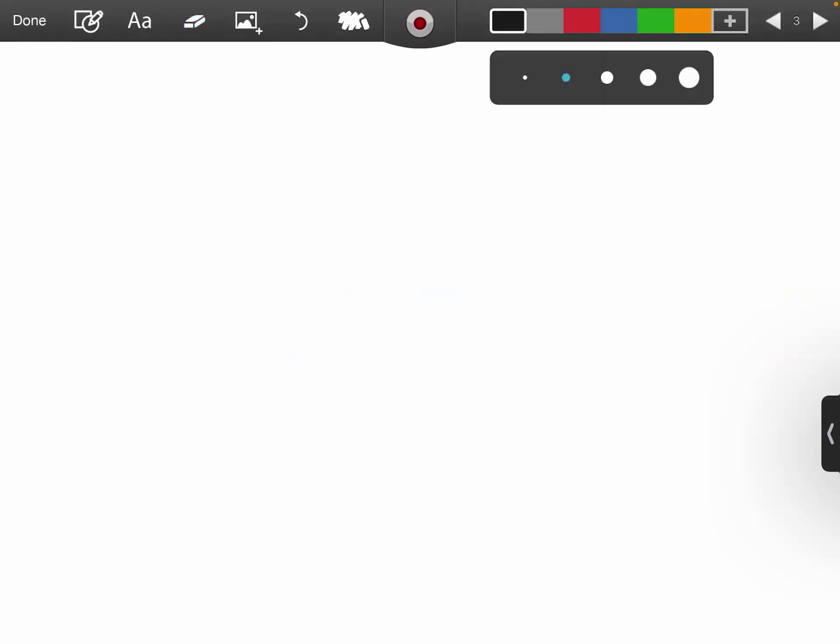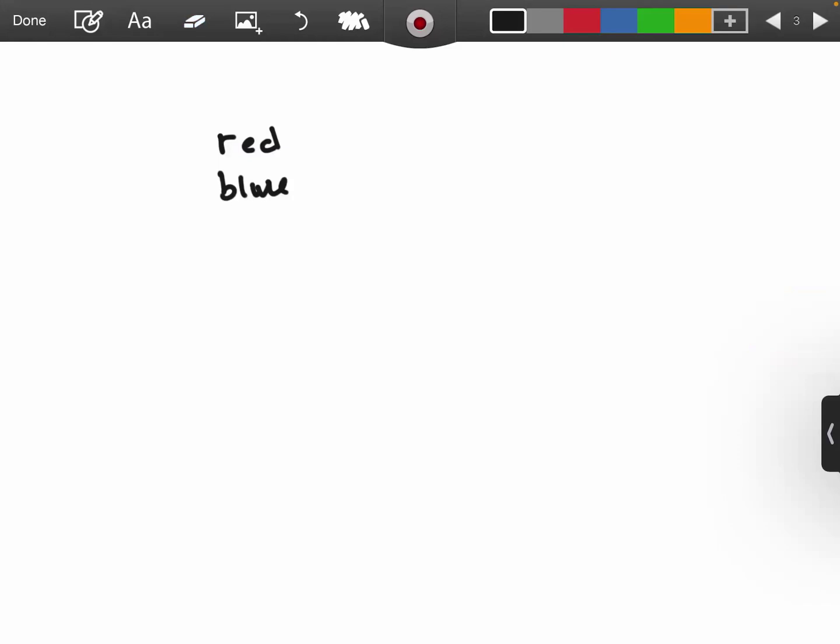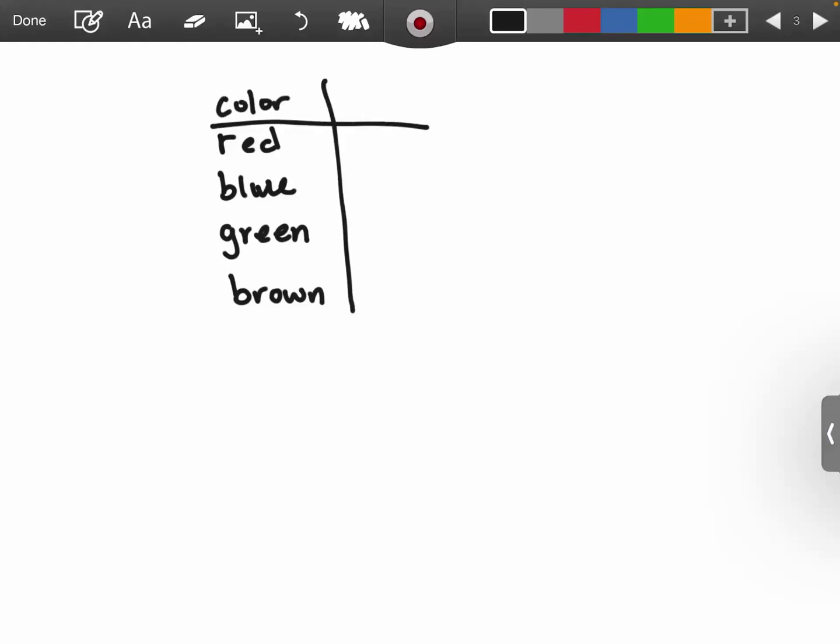For example, if you have a bag of M&Ms and there are different colors on the M&Ms, so red, blue, green, let's say brown, we might look at the frequency or count of each of those groups, and maybe there are 6 red, 7 blue, 2 green, and 5 brown for a total of 20. So all of this here, that is called a frequency table.